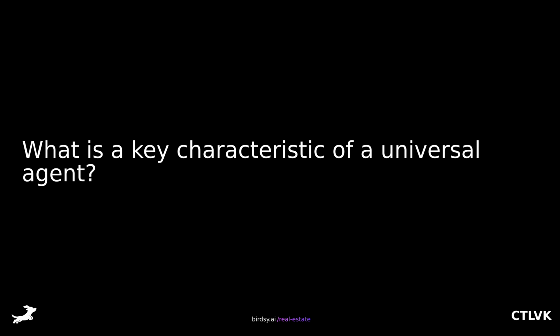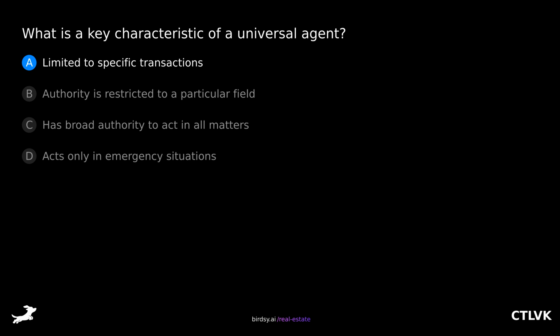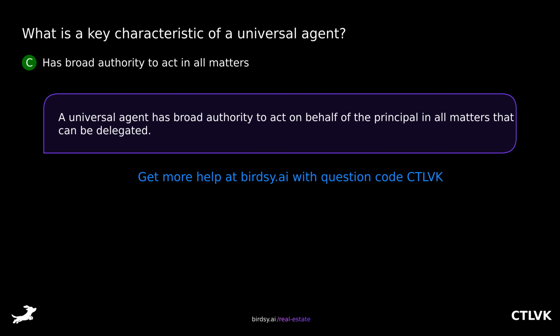What is a key characteristic of a universal agent? Is it A. Limited to specific transactions? B. Authority is restricted to a particular field? C. Has broad authority to act in all matters? Or D. Acts only in emergency situations? The answer is C. Has broad authority to act in all matters. A universal agent has broad authority to act on behalf of the principal in all matters that can be delegated.